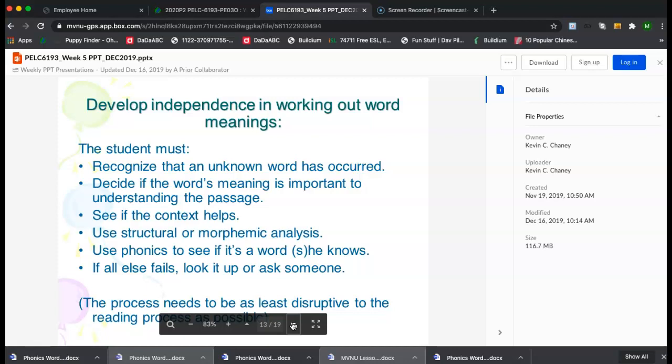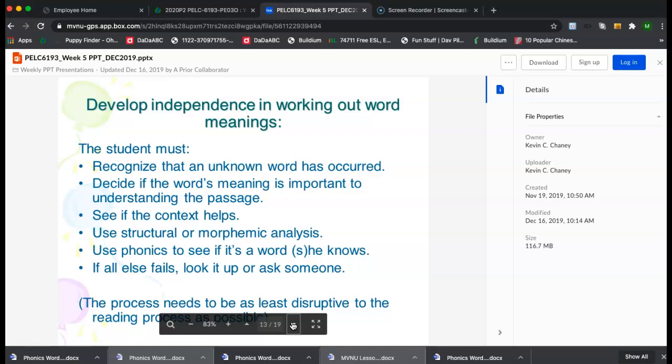Students need to develop independence in working out word meanings. How do they do this? Well, first, they need to realize that an unknown word has occurred. They need to decide if the word's meaning is important to understanding the passage. They need to check and see if the context around the unknown word can help them.